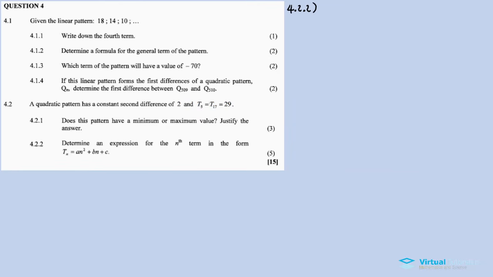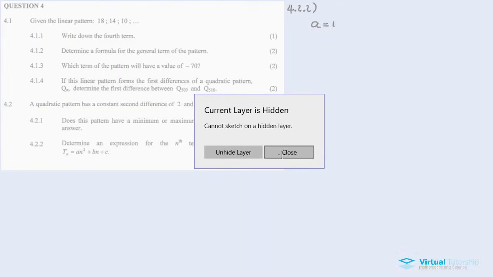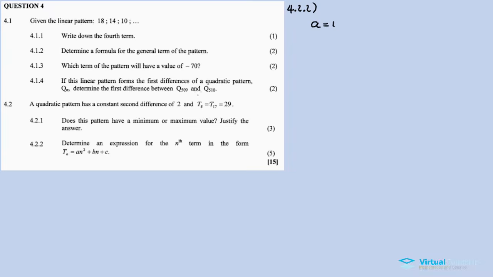Alright, now 4.2.2, we want the expression for the n term in the form Tn equals an squared plus bn plus c. Now, checking the information given to us, we just calculated that a is equal to 1. We derive this from the fact that the common difference is 2, and 2 times a is equal to the second common difference in a quadratic pattern. So now divide both sides by 2, so a is equal to 1. And then we have that T5 is equal to 29.